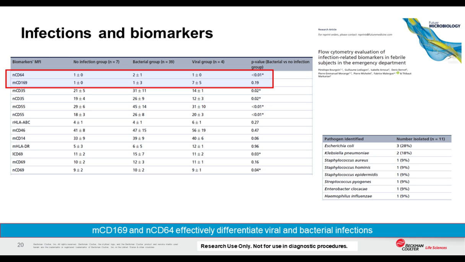Several other cell surface biomarkers were also tested in this patient cohort. Neutrophil CD64 was observed to distinguish a wide variety of bacterial infections with high accuracy. Monocytic CD169 was not a significant marker for bacterial infections, as was expected.